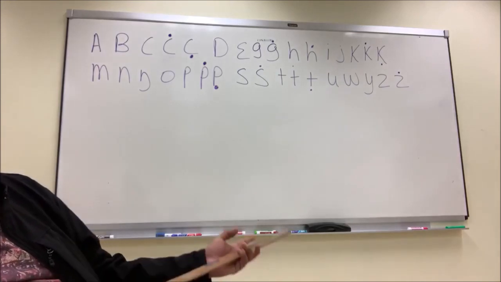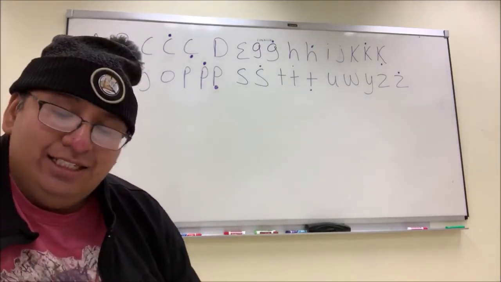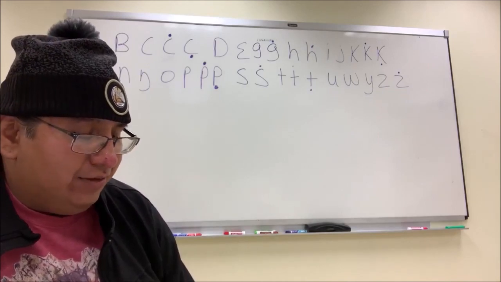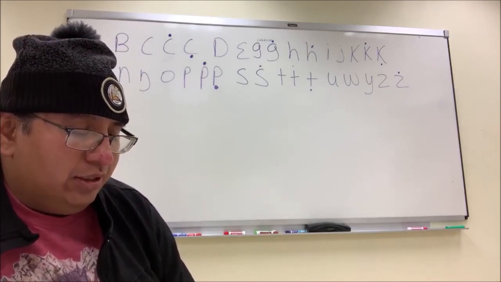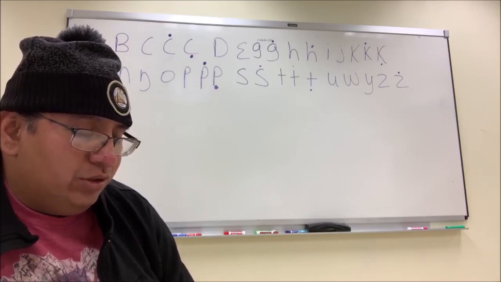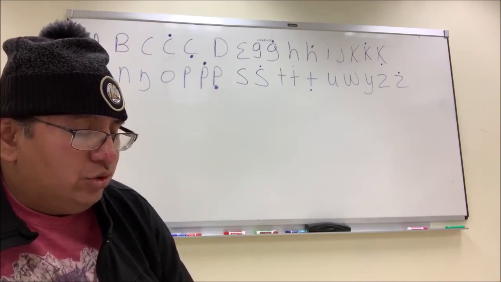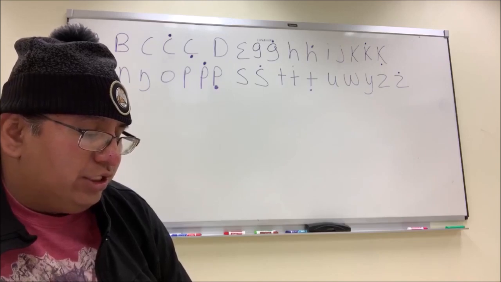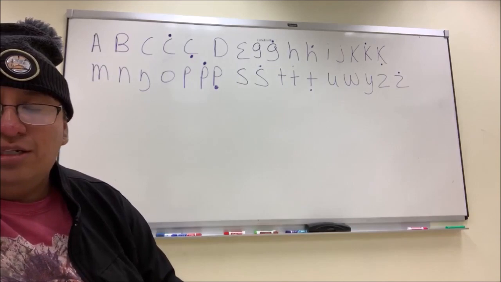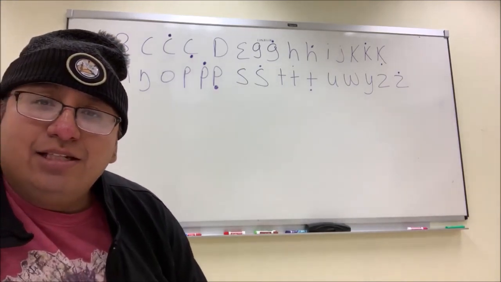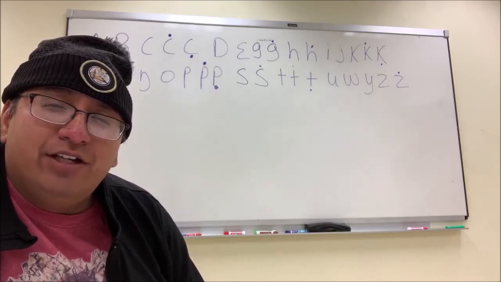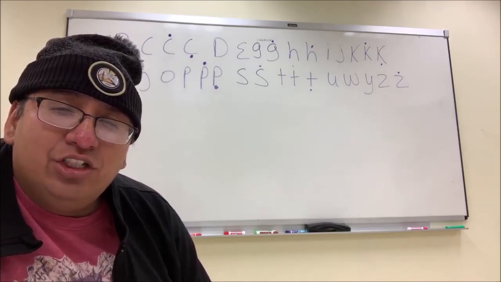Z, the first Z is a regular Z sounding like zoo, and then you put two zoos together and a cha, and it's zuzucha. Zuzucha is a snake. The last one with the dot above the Z is zh.